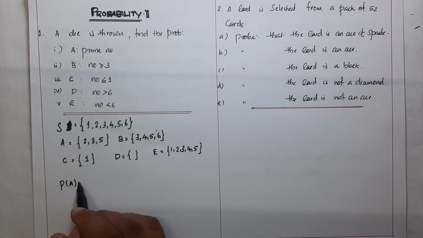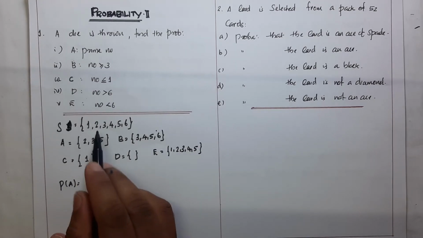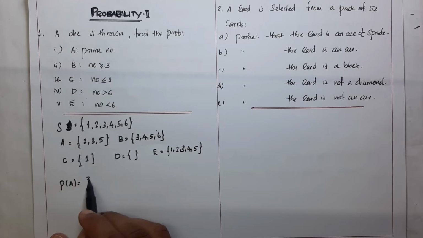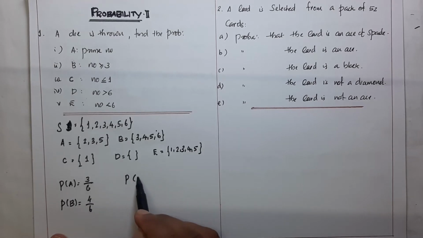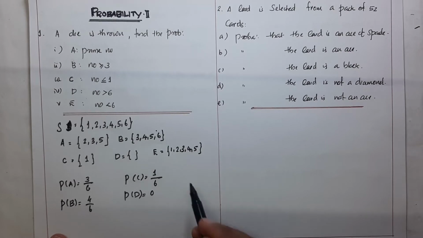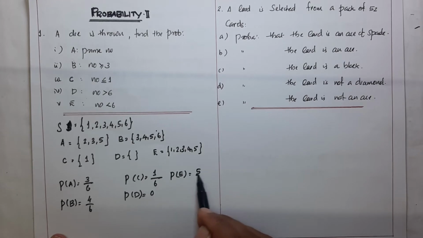Now the probability of the first event, you know, N of A divided by N of S. The total number of elements of that event is 3, divided by total outcomes 6, because the sample space contains 6 elements. Then P of B is 4 divided by 6. P of C is 1 divided by 6. P of D is 0 by 6. And lastly P of E is equal to 5 divided by 6. These are the probabilities corresponding to the given events. That's all. It's a very simple topic.